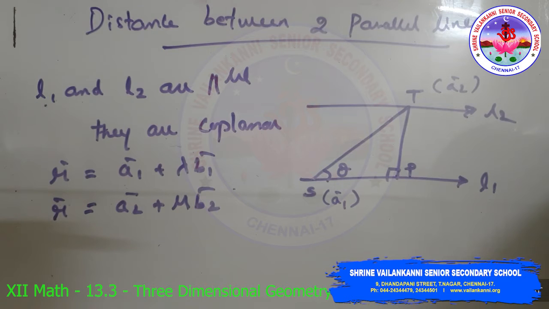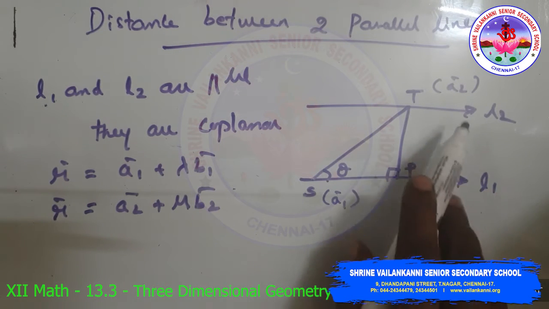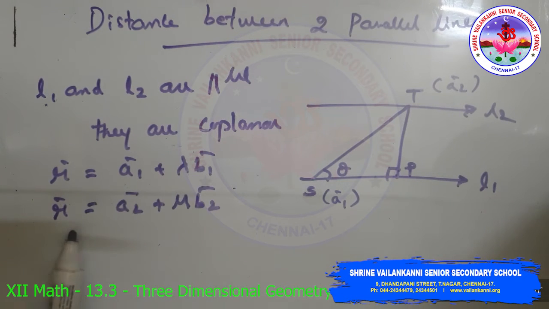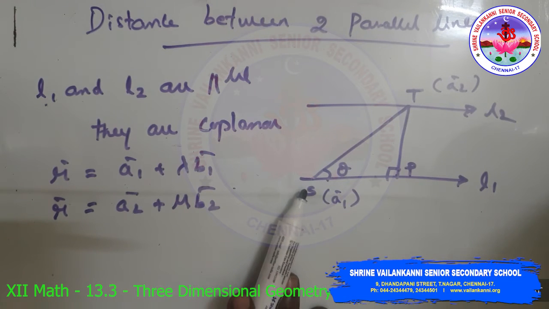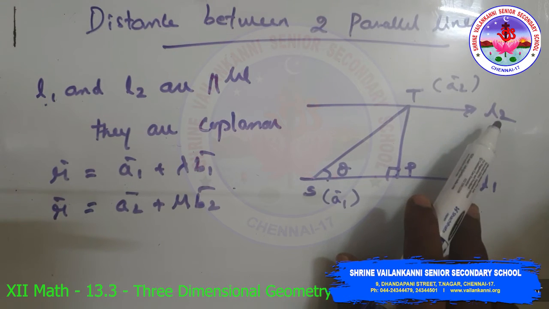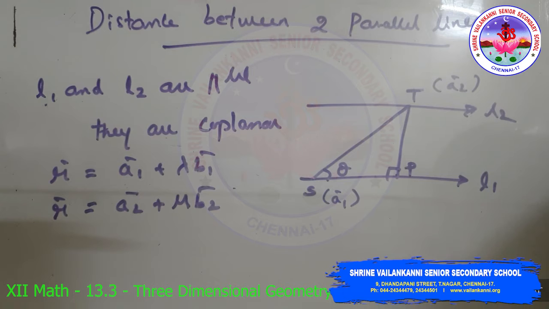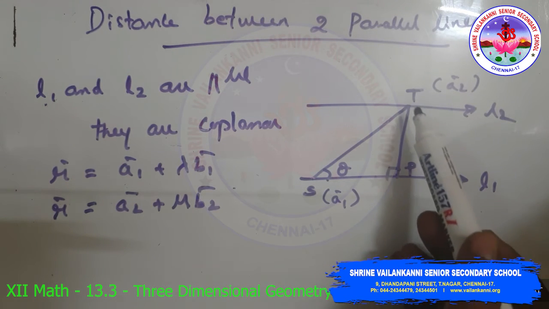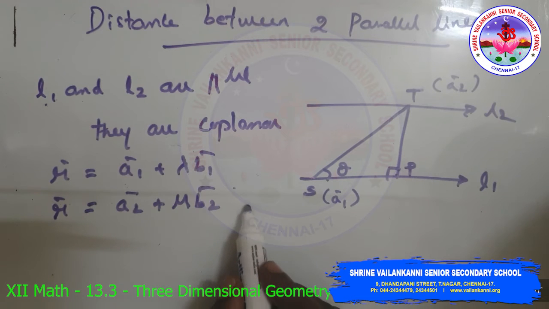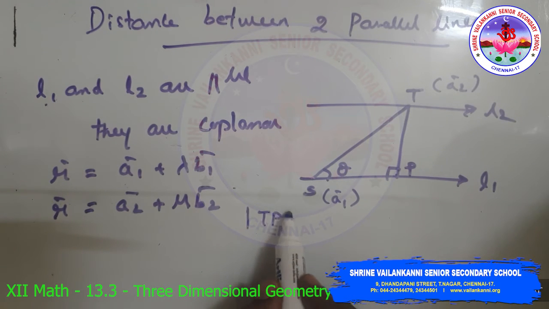Distance between two parallel lines. If two lines L1 and L2 are parallel, then they are coplanar. The lines are given by r equal to a1 plus lambda b and r equal to a2 plus mu b. Let S be a point on L1 with position vector a1 and T be a point on L2 with position vector a2. As L1 and L2 are coplanar, if the foot of the perpendicular from T on the line L1 is P, then the distance between the two lines L1 and L2 is equal to modulus of TP.